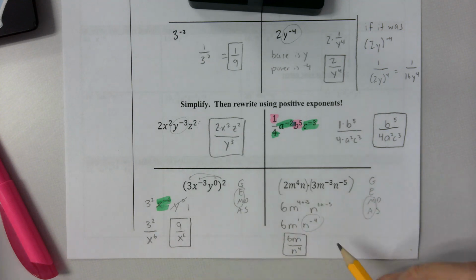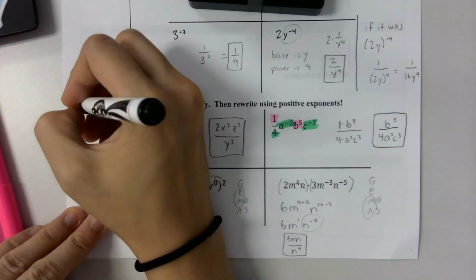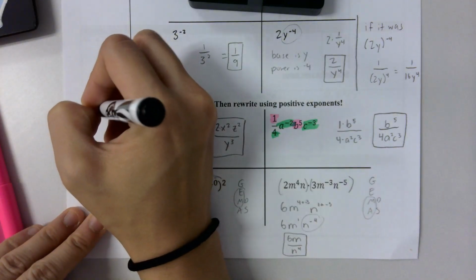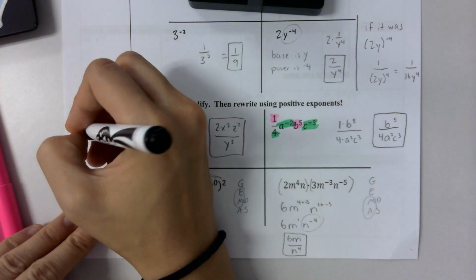So that's the way to do it, using the multiplication first and then using your negative exponents. I'm going to go over here and do another way. And you just have to think about which way you like best.